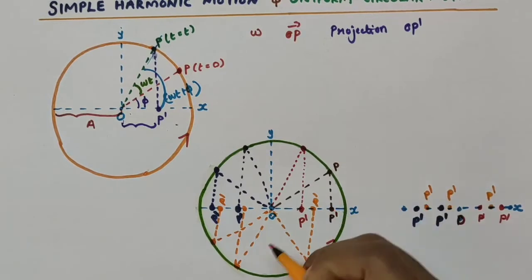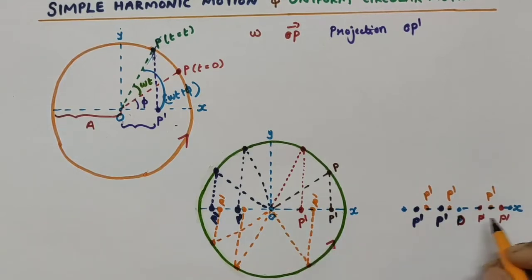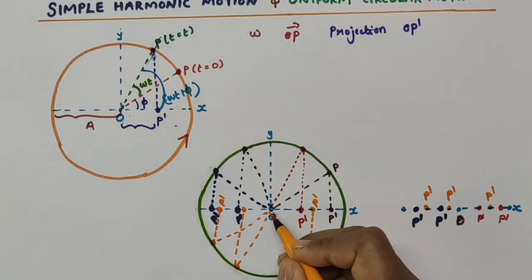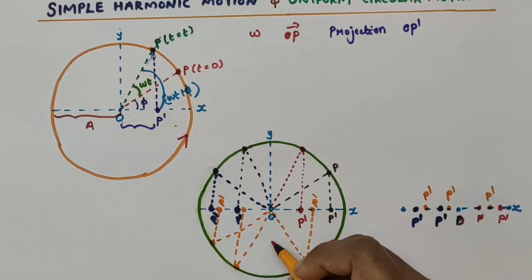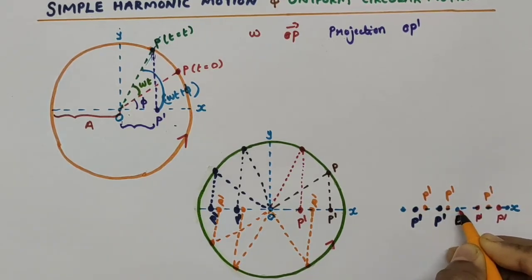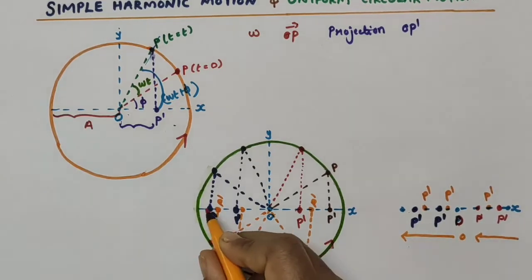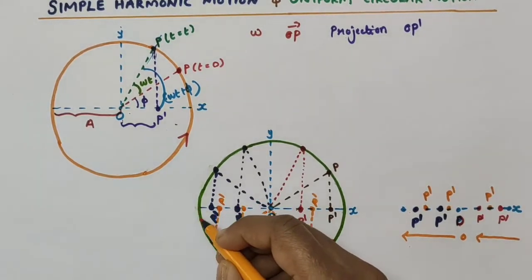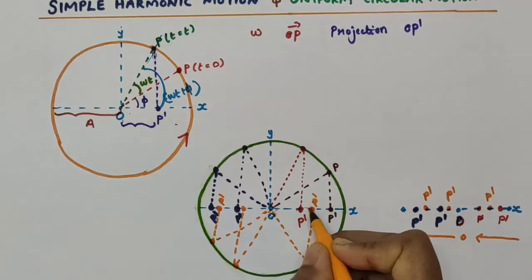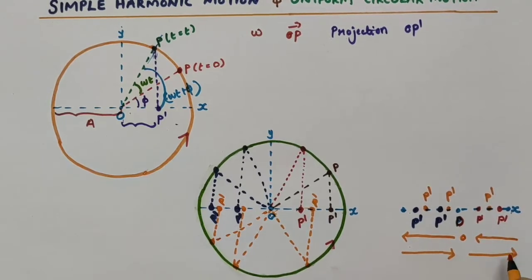See the movement of the projection of the particle on the x-axis. It is like a to and fro motion about this point O. It is like an oscillatory motion. The projection was initially here, then it moves towards this point O, then again to the left of point O. Then, when the particle continues its motion through this path, its projection moves towards this point O and again back to the same point here.